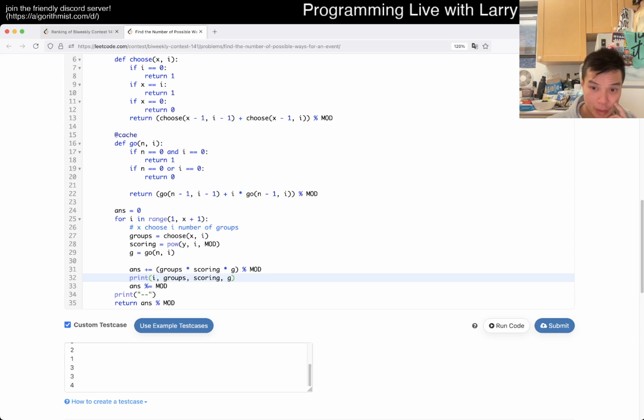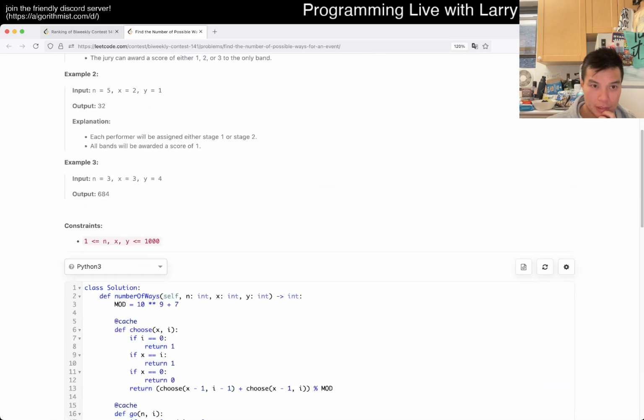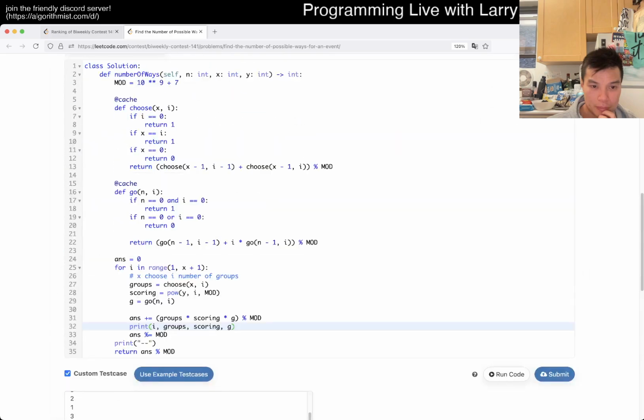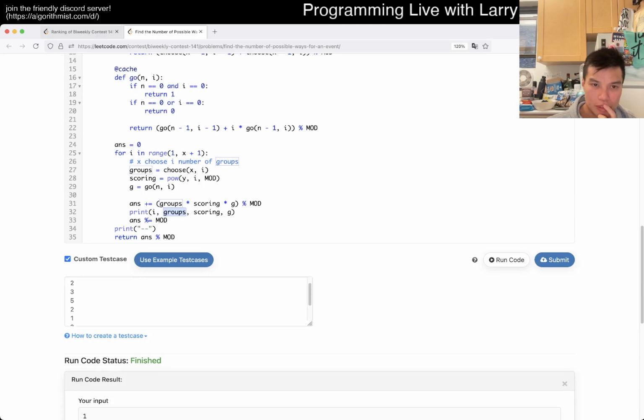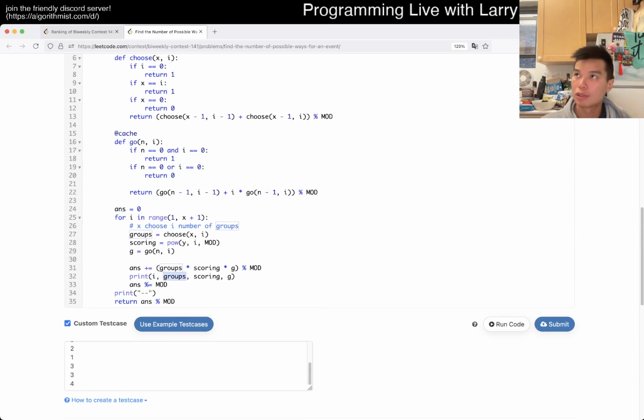Okay. So, let's see. Right, so you have one group. One scoring. No, groups is 2 choose 2. Okay. Did I miss a step? I did miss a step. It's not 2 choose. Is it 2 choose 2? It's the number of ways to have one group, but then you times it by 2 factorial or something.